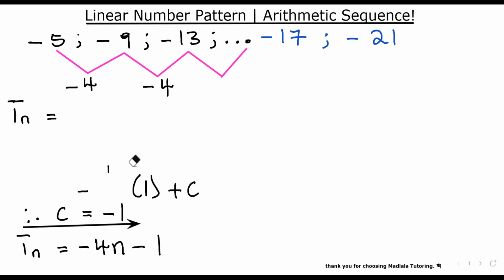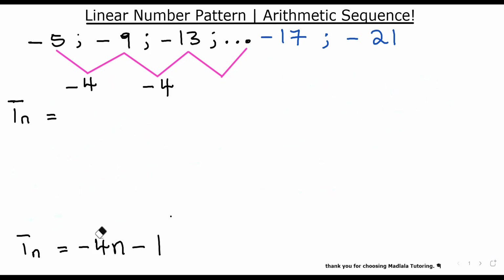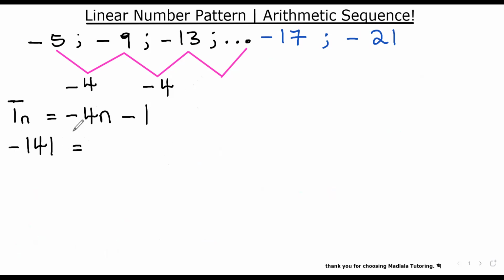Then the next question said we need to calculate the value of n for which the general term will be negative 141. So I'm just going to write my general term here for the sake of optimizing space. Right. Okay, fine. So here we are looking for the position of a term of which the value is negative 141. So we simply say negative 141 is equal to negative 4n, and then we say minus 1 like that.